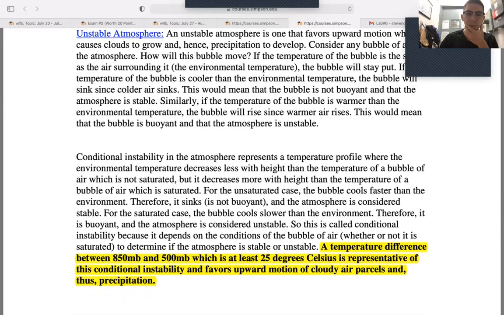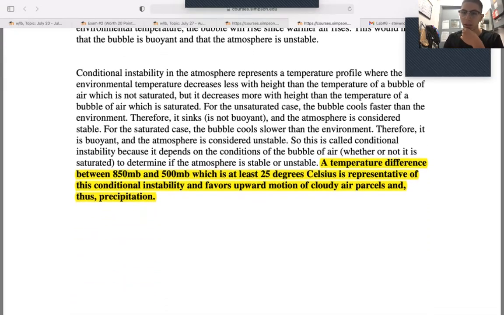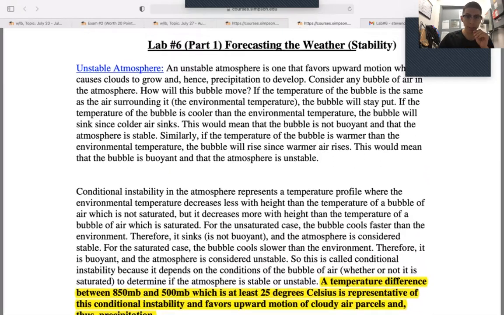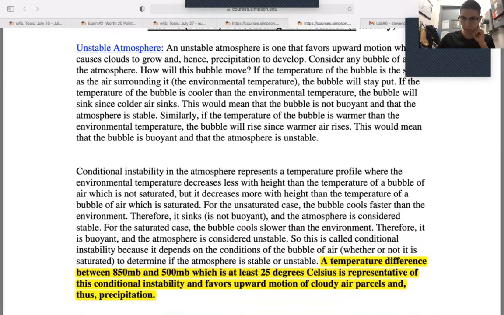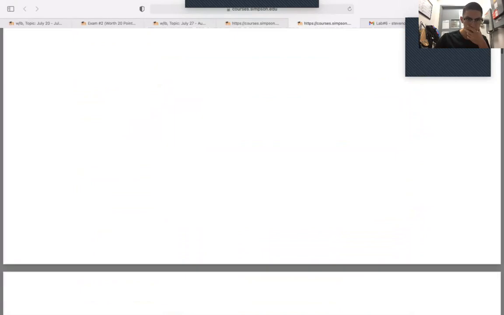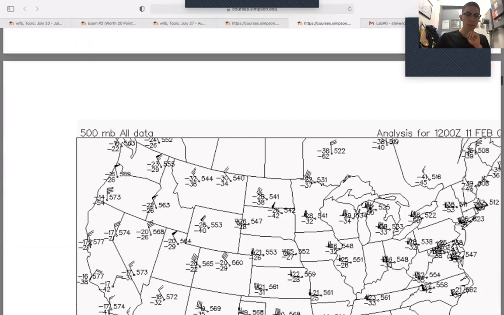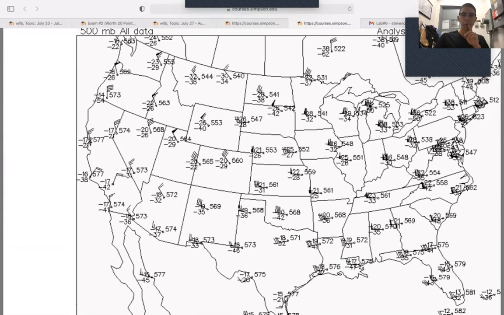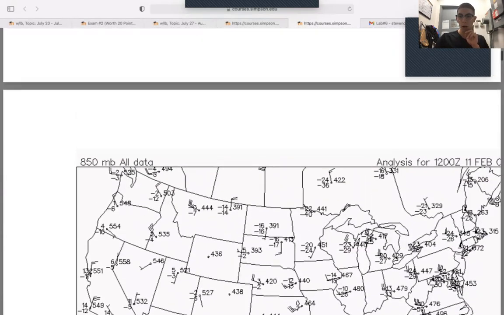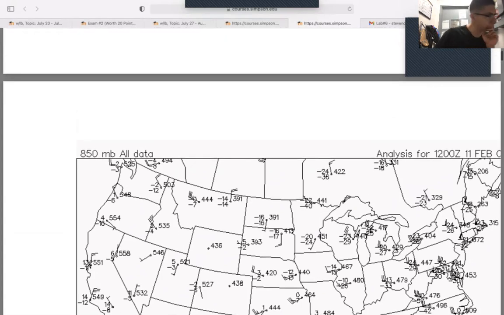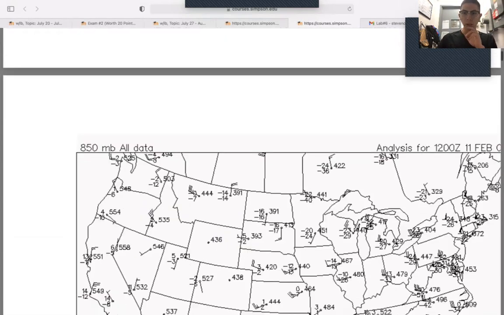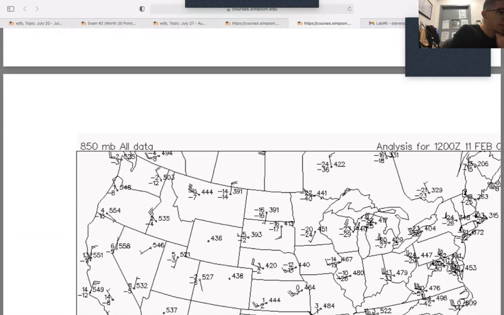Now, the lab at the beginning, we're going to talk about stability. So we're going to go over stability. That's what I'm going to go over right now. And we're going to use the 850 millibar and the 500 millibar chart. We're going to be analyzing Omaha, and we're going to predict whether it's going to be unstable or stable within 24 hours. So we're going to have a 24-hour prediction.